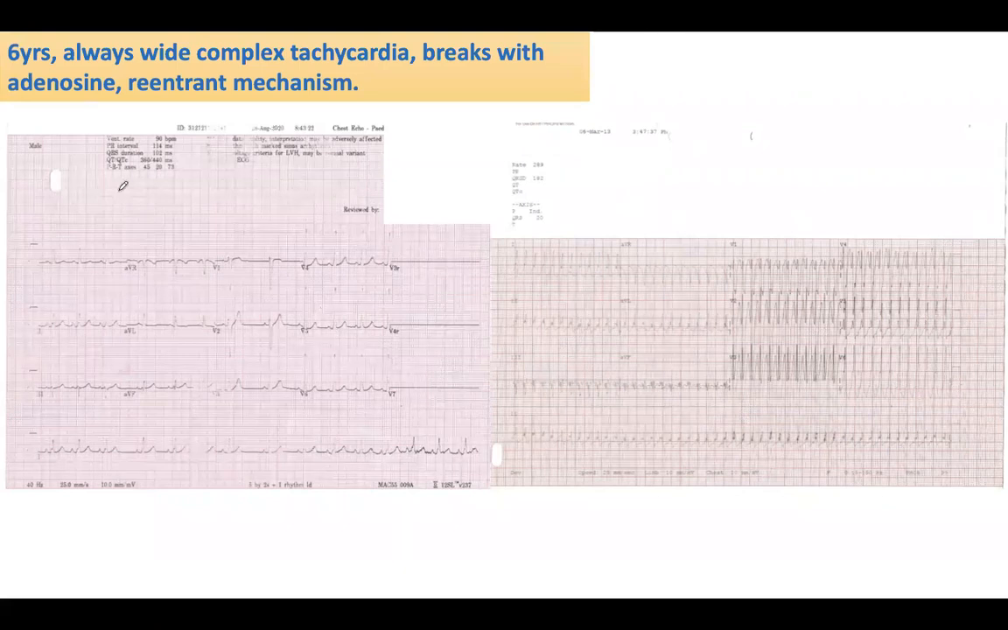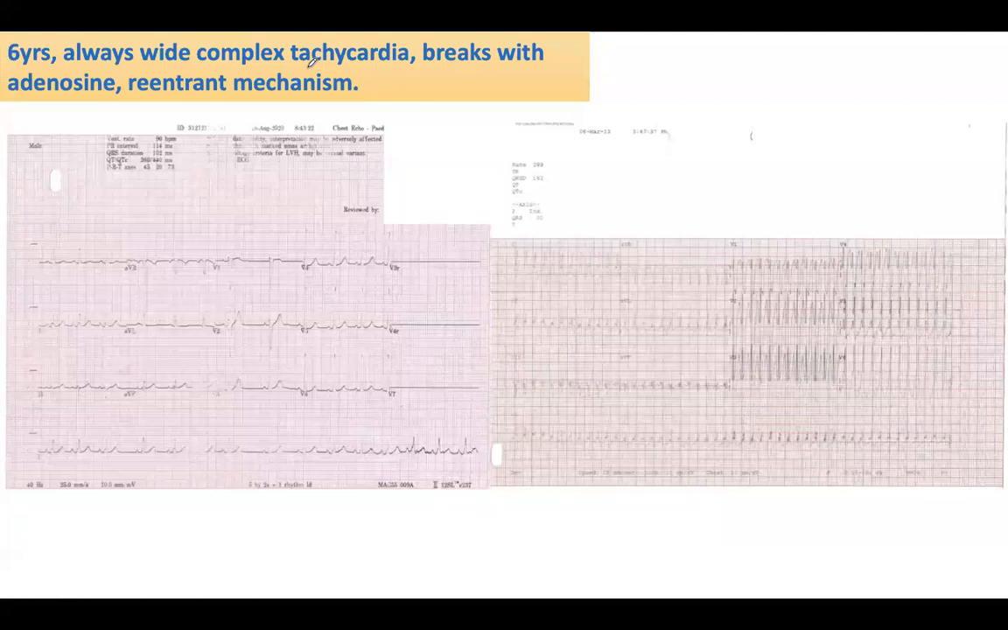Any volunteers, guys? This is a little bit more difficult ECG and it's a little bit faint. So I will help you here. This is a 6 year old, also our patient who had wide complex tachycardia since infancy. And that wide complex tachycardia always breaks with adenosine and it's regular, looks reentrant. So again, with reentry SVT, it's very regular. So there is regular tachycardia that is always wide and breaks with adenosine.